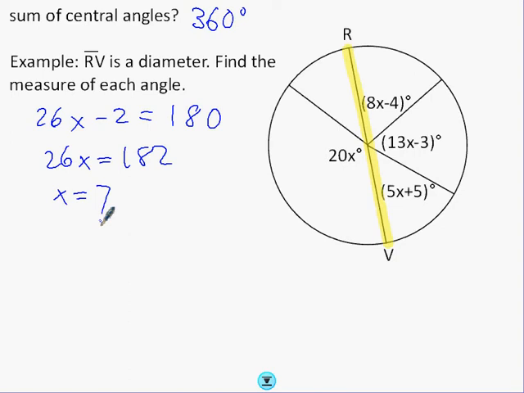Okay, well let's plug in 7. This is the easiest. It's actually on the other side, 140 degrees. That means this guy's 40 degrees, right? Because these two add up to 180. 8 times 7 is 56, minus 4 is 52. 5 times 7 is 35, plus 5 is 40. 13 times 7 is 91, minus 3 is 88.